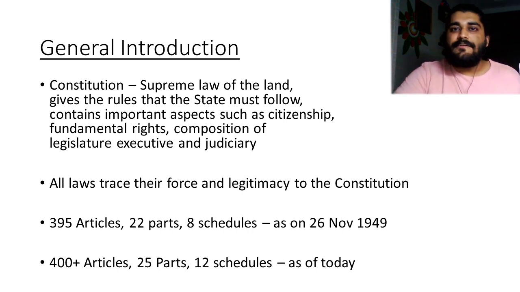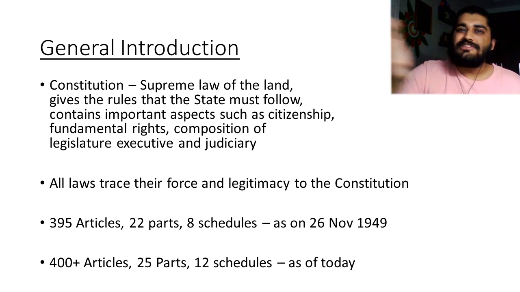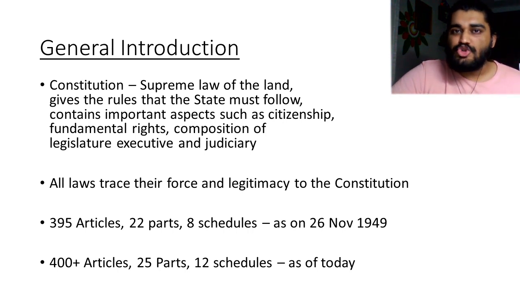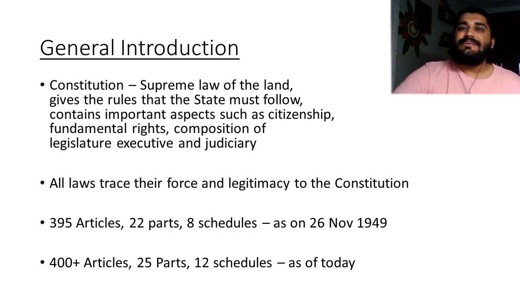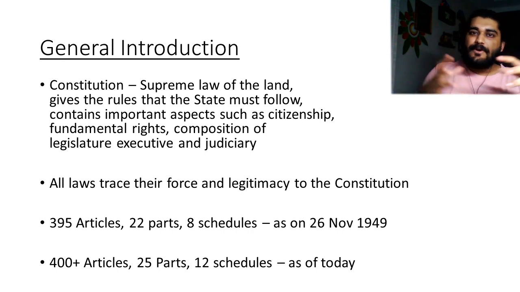At the date of its adoption, the day that it was enacted, as in the 26th of November 1949, there were 395 articles in the Constitution. There were 22 parts within which these were divided, and there were 8 schedules affixed to the Constitution which contained additional data. As of today, however, there are over 400 articles in the Constitution. Several times you will see unique additions to the articles, such as after Article 21, there's Article 21A that talks about the right to education. Similarly, there are several articles that have been removed and several new articles that have been added. All of these additions and removals have meant that the number of articles in the Constitution changes very frequently.